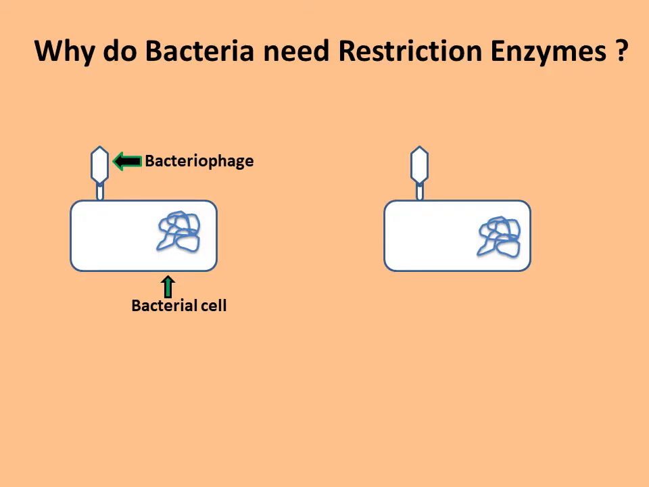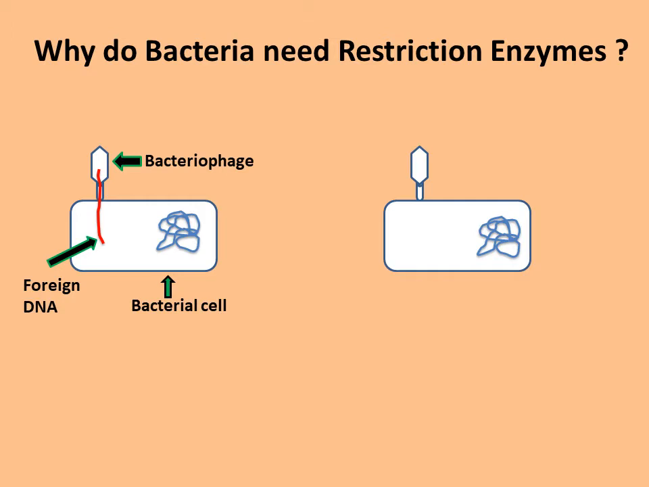Now we must understand that nature never designed restriction enzymes to serve as our tool for RDT. Restriction enzymes play an important role in bacteria's defense system. Restriction enzymes monitor the origin of incoming DNA and destroy it if it's recognized as foreign. Here we can see a bacteriophage has attached itself to the bacterial cell. It inserts its phage DNA into the bacteria, which the bacterial cell recognizes as foreign and as a threat.